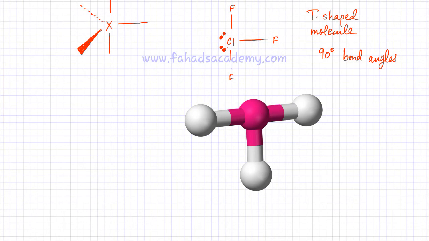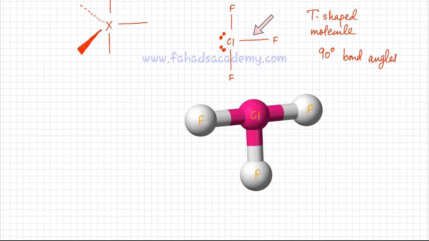So just to make this picture clearer, I have a 3-dimensional model. This in the middle would be chlorine. So that is chlorine, and there are 3 fluorines bonded to it, and it's going to be a T-shaped molecule. All of the bonds would be making 90 degrees with each other, and there would be 2 lone pairs, one on this side, one on this side, around this chlorine atom. So it's going to be like this.